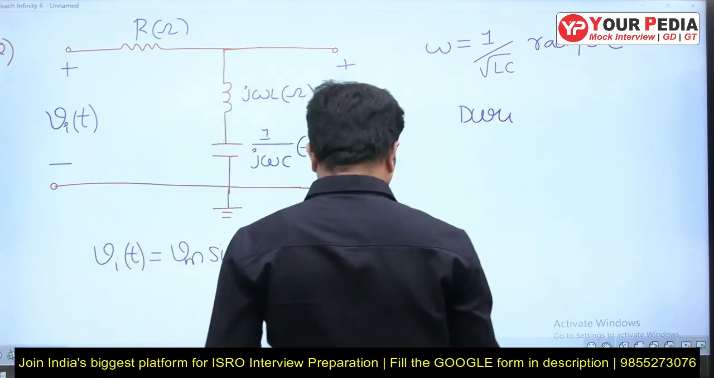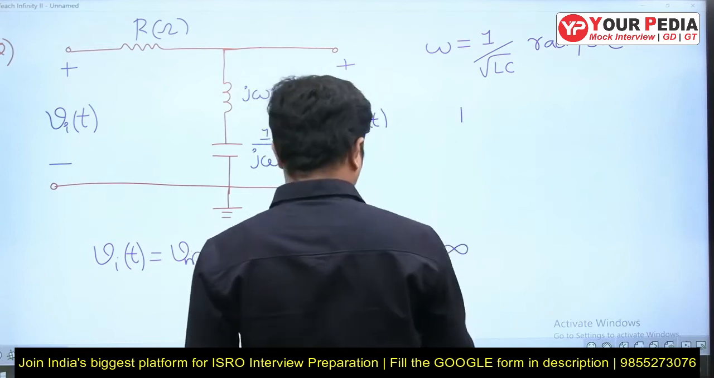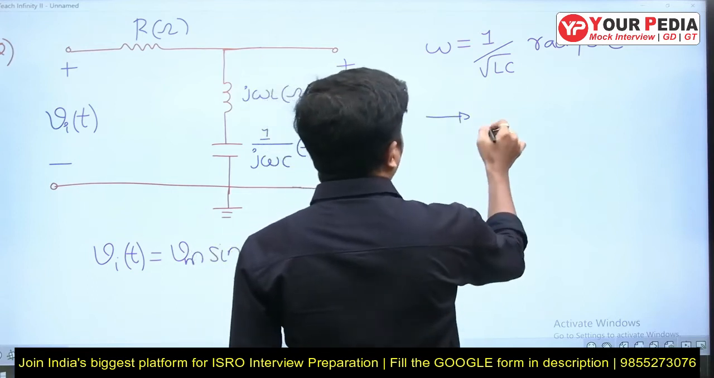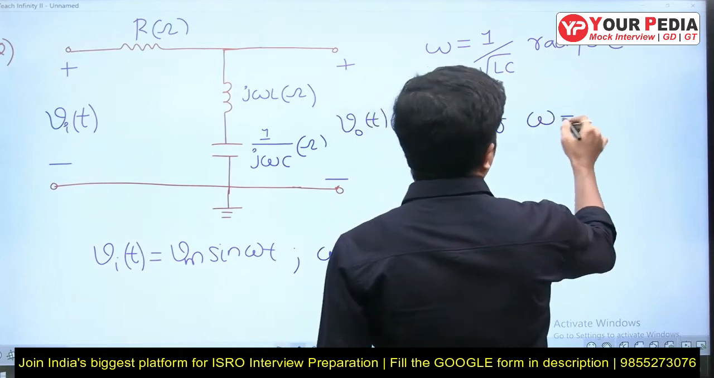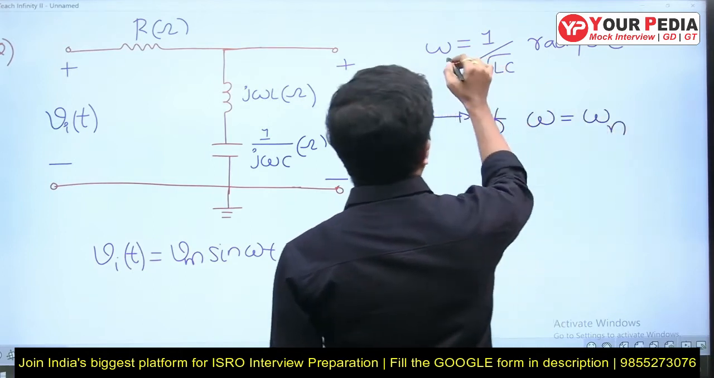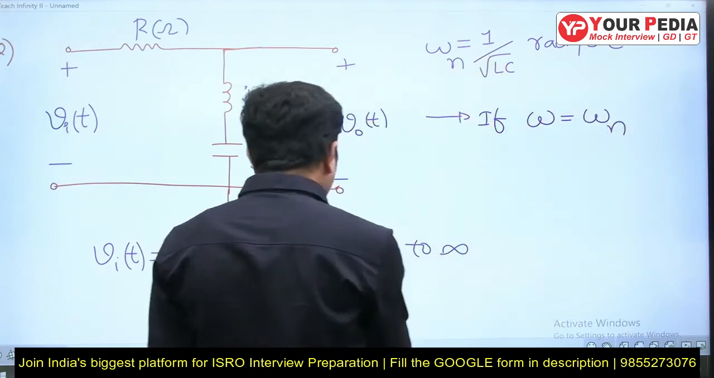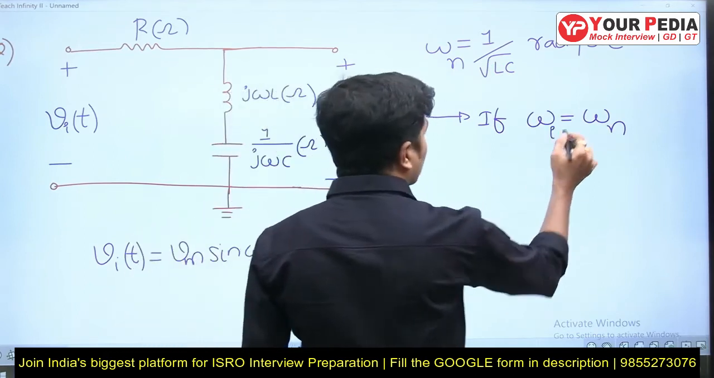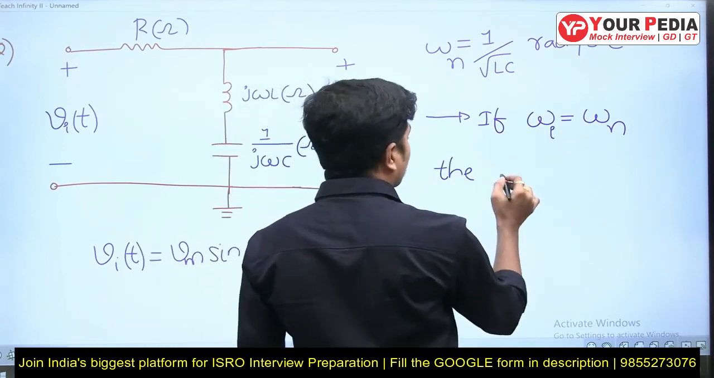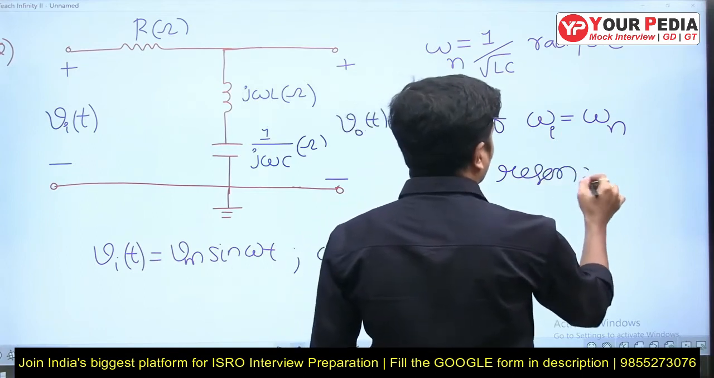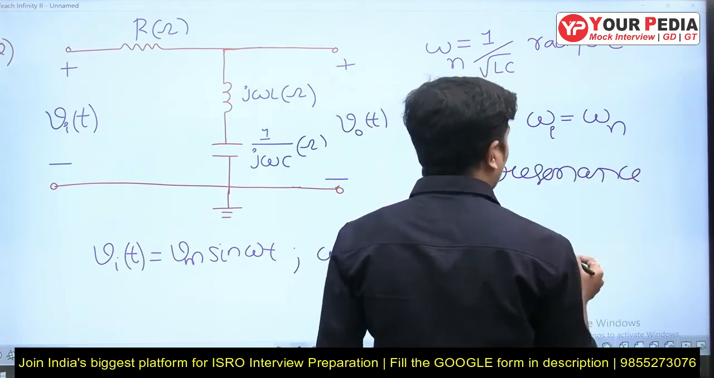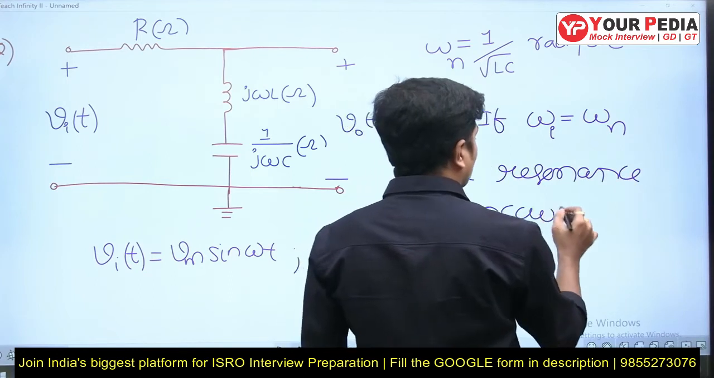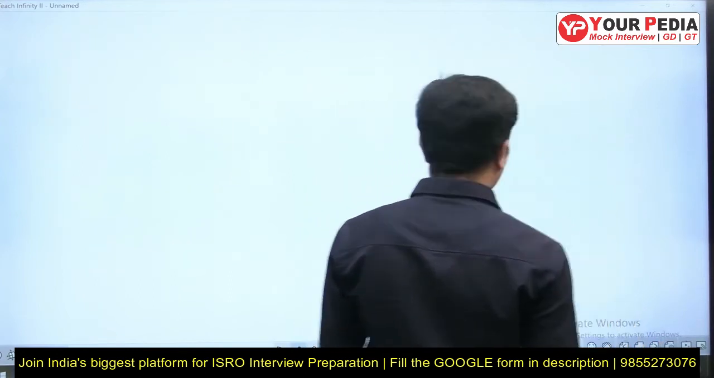Let me write, if omega is equal to omega n, I'll write this one as omega n, and this one I call omega input, then resonance occurs. So the condition at which omega input is equal to omega n is called resonance.